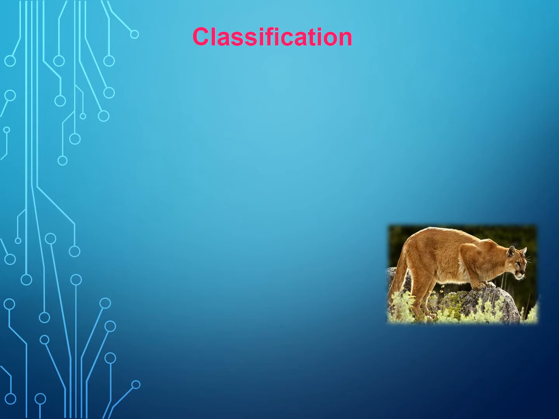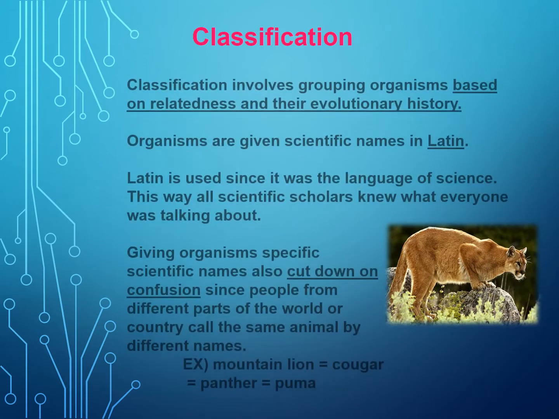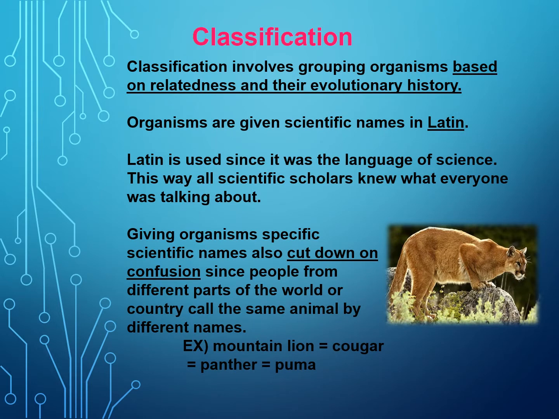So the point of classification and scientific naming is to make sure that we're giving these animals a name that always refers to them regardless of regional naming. So whether I want to call it a puma or a cougar or a mountain lion, if I call it its scientific name, then I know exactly what cat we're talking about. So overall, classification involves grouping organisms based on how they are related and based on their evolutionary history.